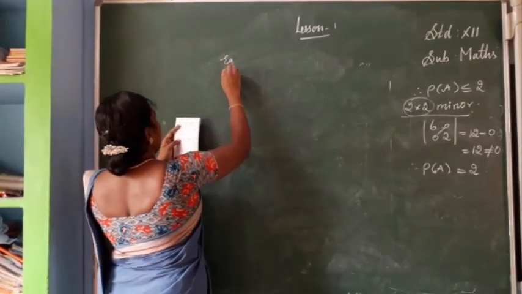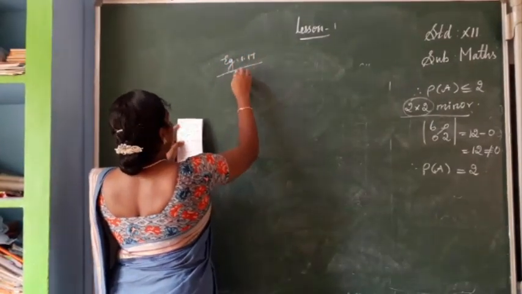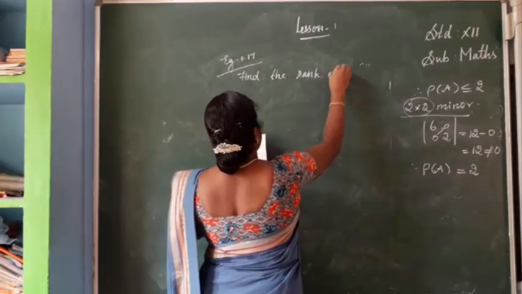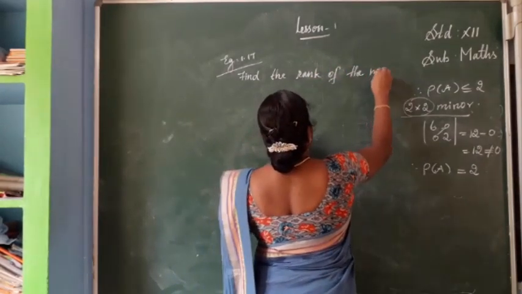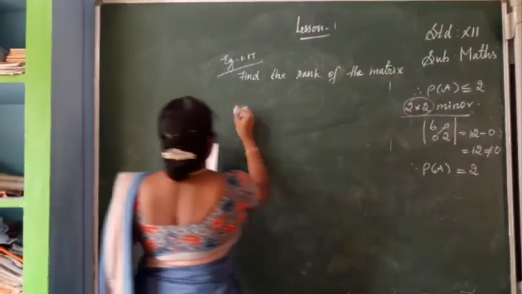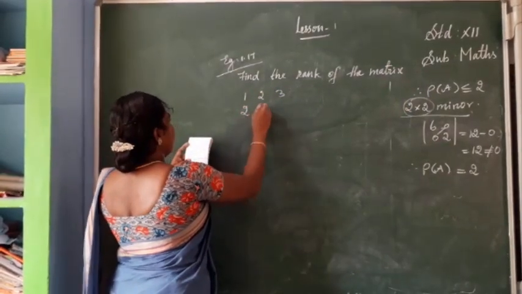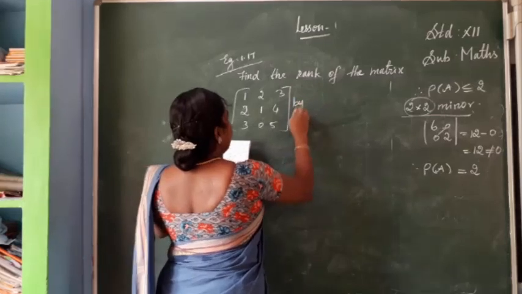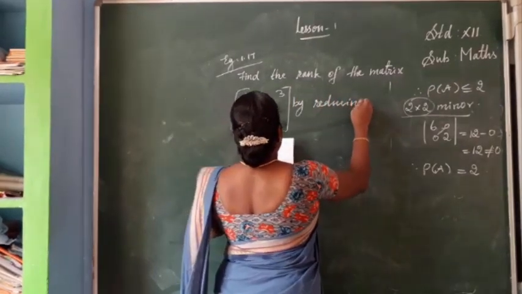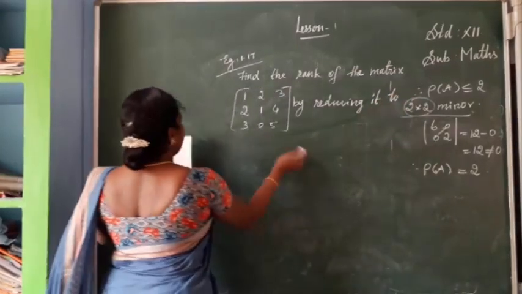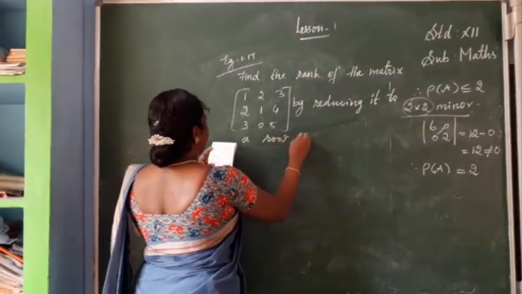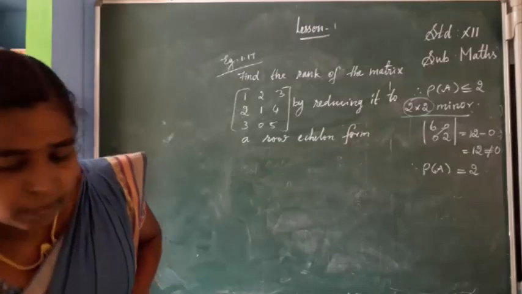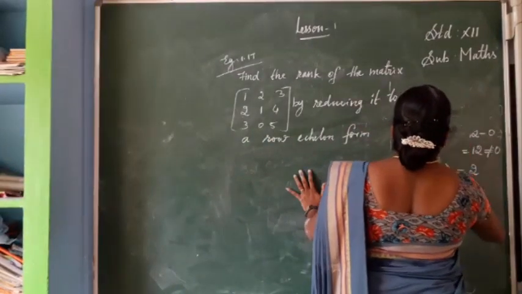Okay, next example 1.17. Find the rank of the matrix 1, 2, 3, 2, 1, 4, 3, 0, 5 by reducing it to a row echelon form. Okay, I'll say row echelon form.